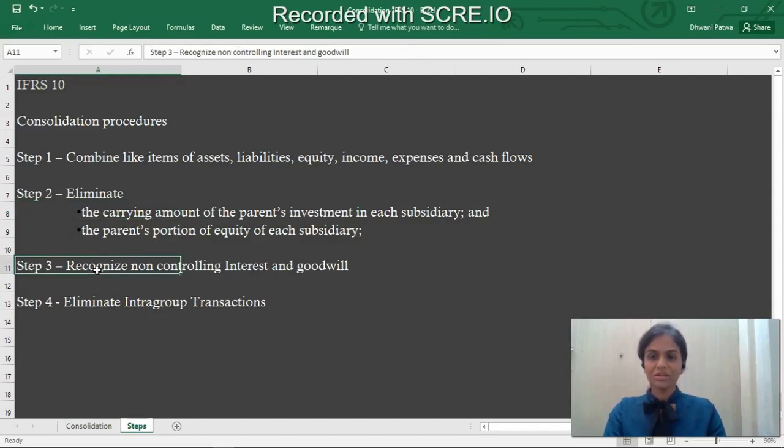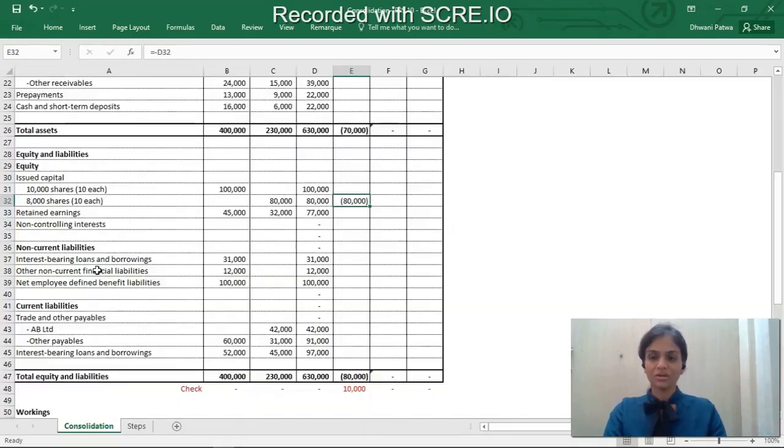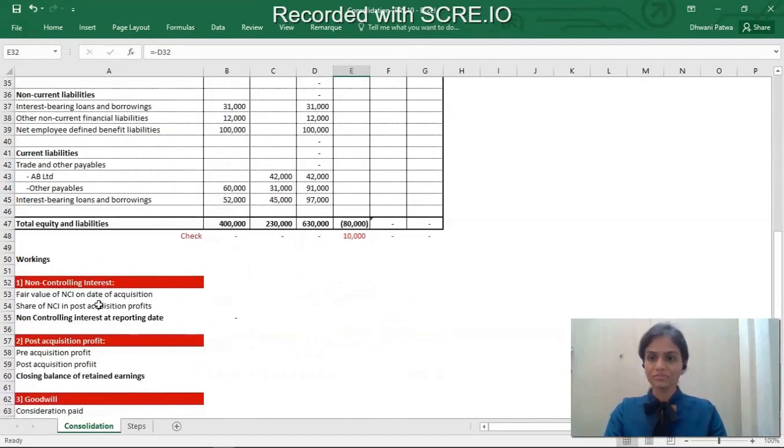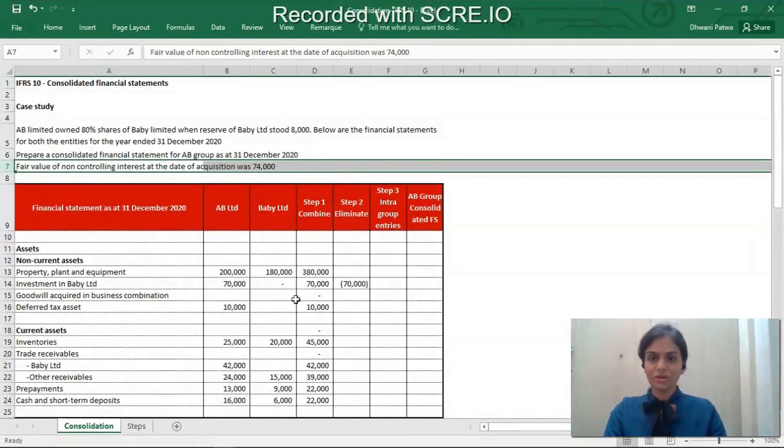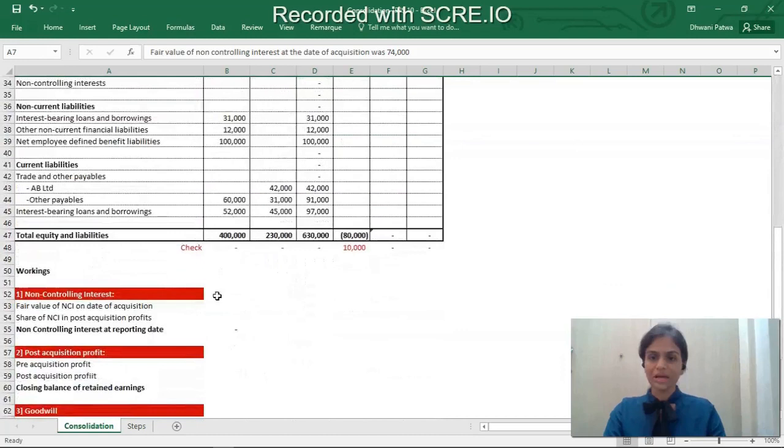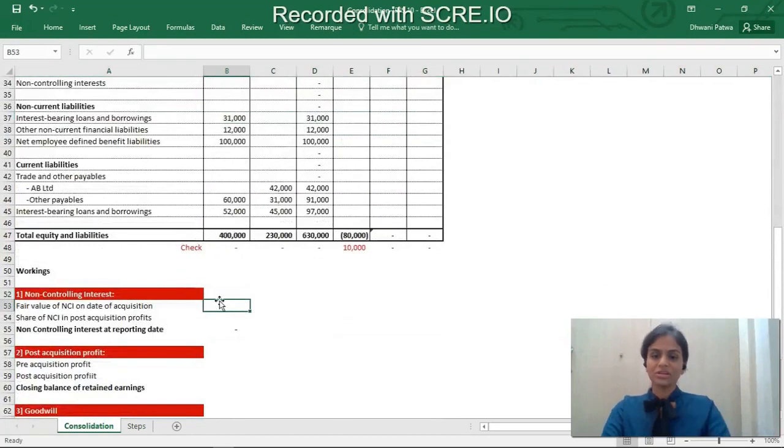Next, I recognize the non-controlling interest and goodwill. How do I do that? I'll show you the workings for that. Fair value of non-controlling interest on the date of acquisition. Now, what is the fair value of non-controlling interest on the date of acquisition? It is clearly given in the question, which is 74,000. We'll take that 74,000.